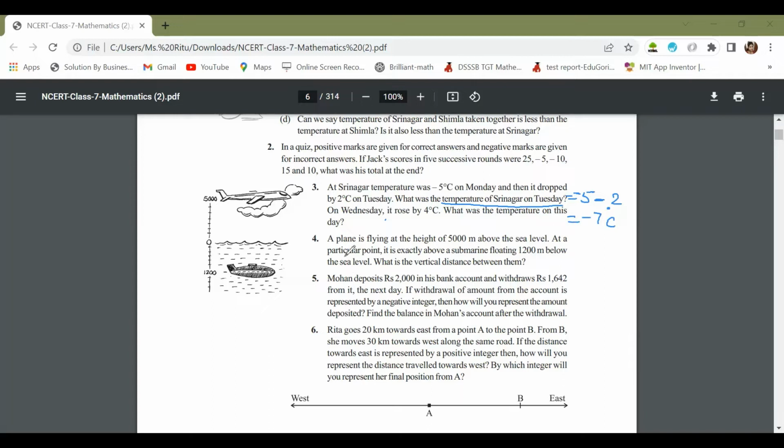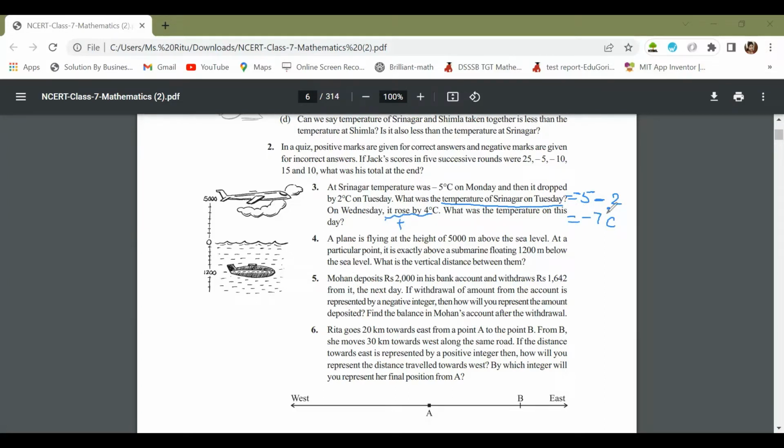Temperature dropped by 2 degrees Celsius on Tuesday. So temperature of Srinagar on Tuesday equals minus 5 minus 2, that is minus 7 degrees Celsius. Now on Wednesday, it rose by 4 degrees. Rose means it's getting high.